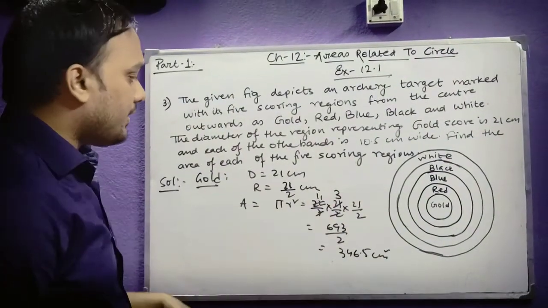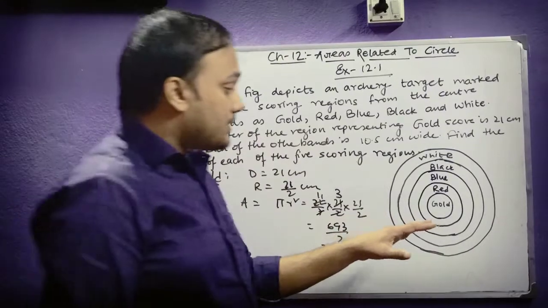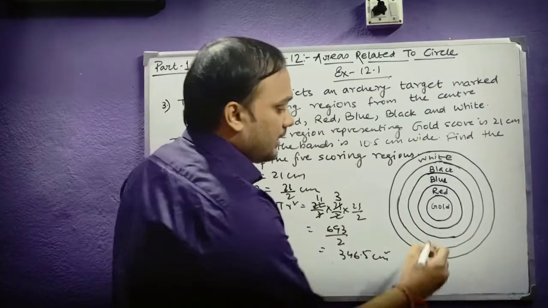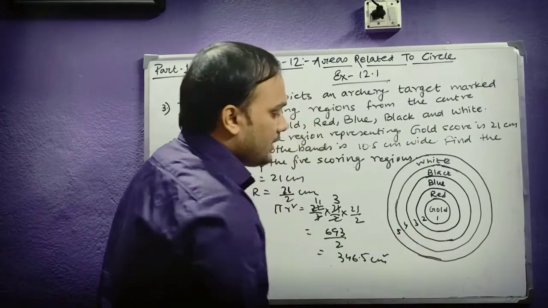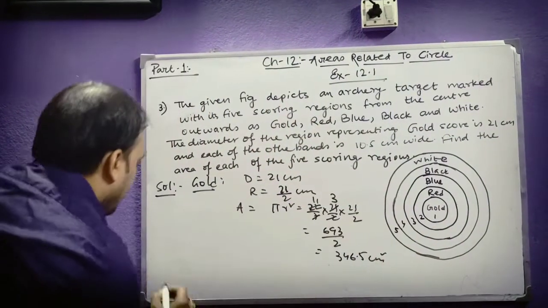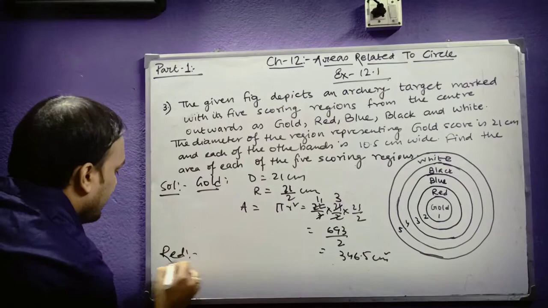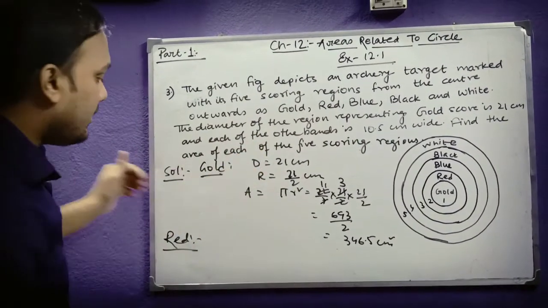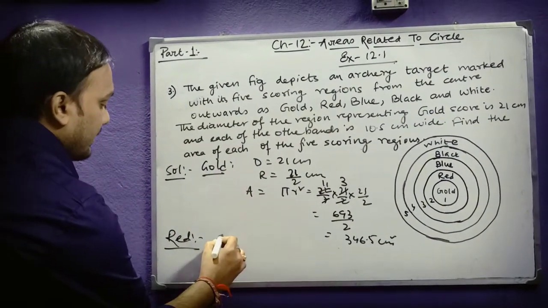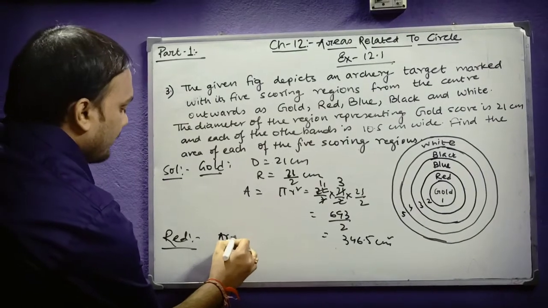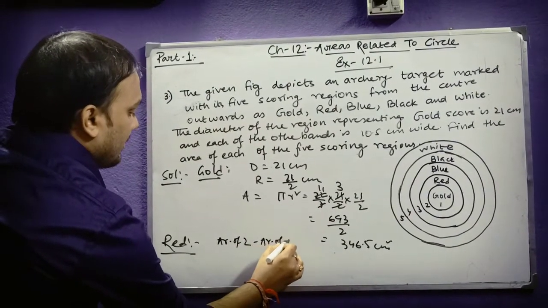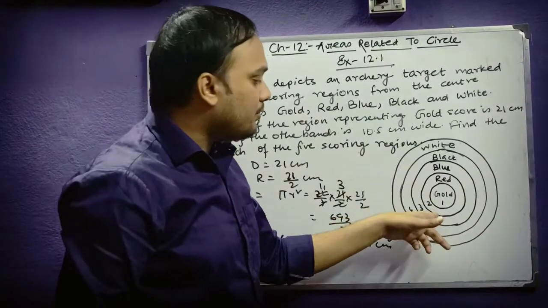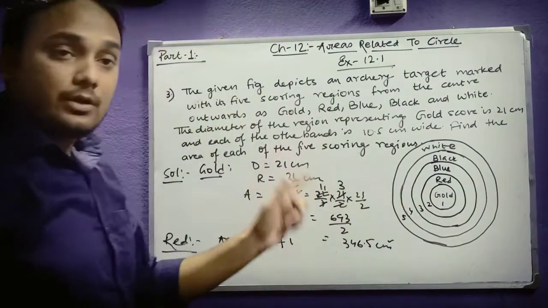What will be the area of the red? For finding the area of the red, students, suppose let us give the name of the circle. Circle is 1, 2, 3, 4, 5. So for finding the area of the red band here, listen very carefully. We need to subtract the area of circle 2 minus the area of circle 1. Then only we will get the area of the red.